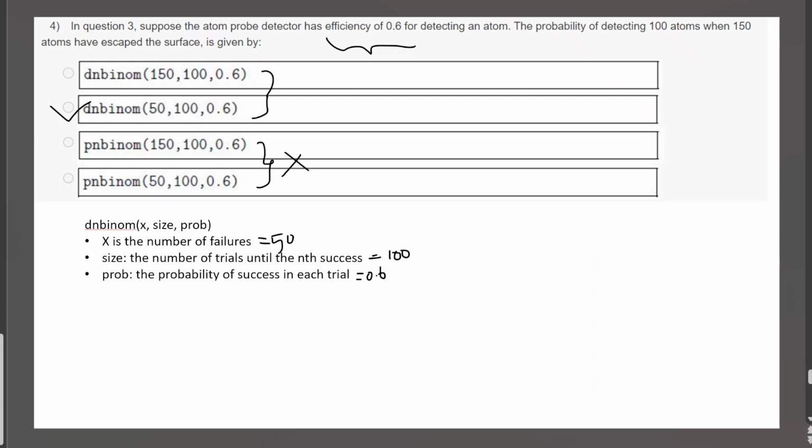Going to the fourth question. In question 3, suppose the atom probe detector has an efficiency of 0.6 in detecting an atom. What is the probability of detecting 100 atoms when 150 atoms have escaped from the surface? As we know, this follows a negative binomial distribution because it is about the detector. Detector efficiency is constant at 0.6. We know dnbinom, and pnbinom is for cumulative. They are just asking the probability of detecting exactly 100 atoms when 150 atoms have escaped. So since it is exact, use dnbinom.